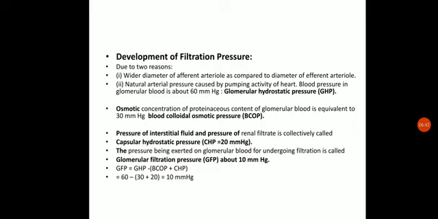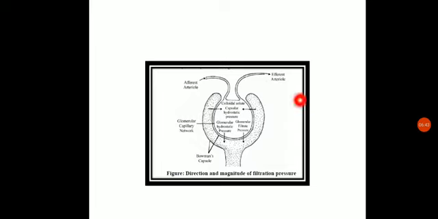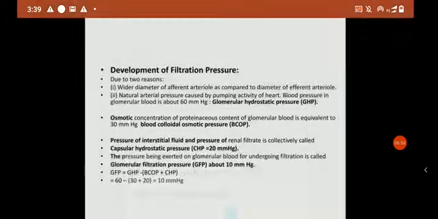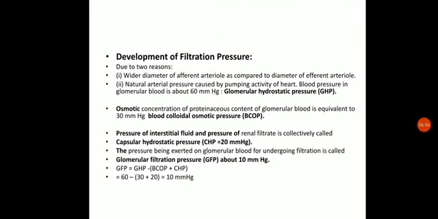So this GFP, which is required for the filtration, is obtained by GHP, that is 60, minus the sum of the BCOP plus CHP, okay. So that will be 30 plus 20, which gives 10 mm Hg. So this GFP, that is glomerular filtration pressure, is about 10 mm Hg.